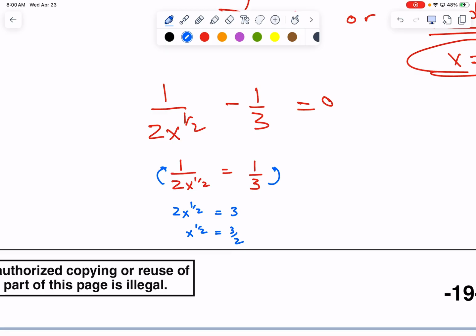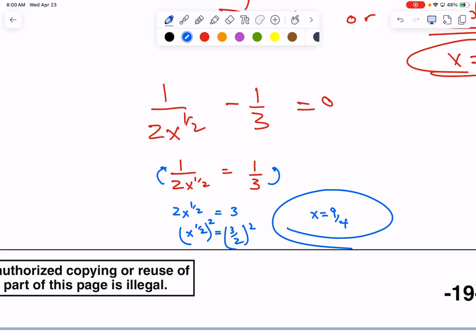How do you get rid of the 1/2 power? What power would you have to raise it to? Think about it. It's a square root. The second power. Because then you have a power tower, and those exponents cancel each other out. So x equals 9/4. Yep, so x equals 9/4. You get 1 point for finding that critical value.